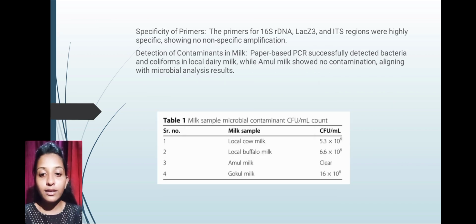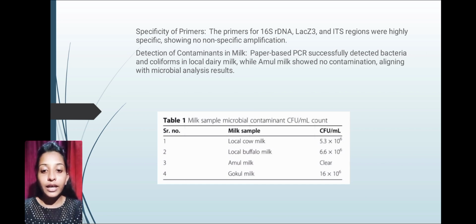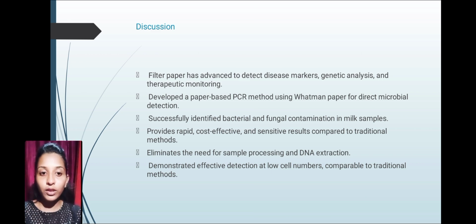The primers for 16S rRNA, lacZ3, and ITS region were highly specific, showing no non-specific amplification. Then detection of contamination in milk. The paper-based PCR successfully detected coliform bacteria in the local dairy milk, while Amul milk shows no contamination, aligning with microbial analysis results. Let's go to the conclusion.